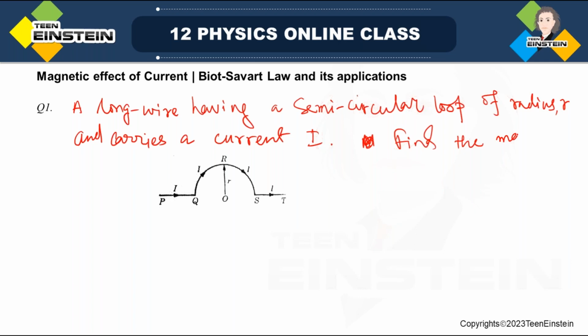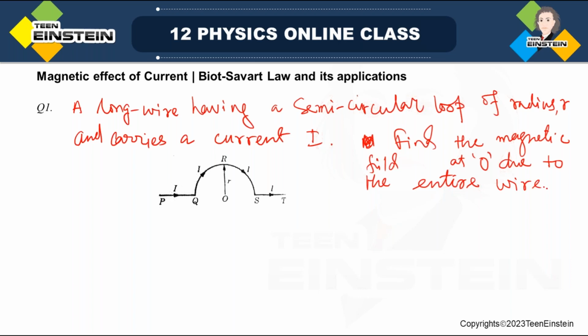Find the magnetic field due to the entire wire at O. So we have to calculate the magnetic field, right? At the point O. So for that, what do we need to do?